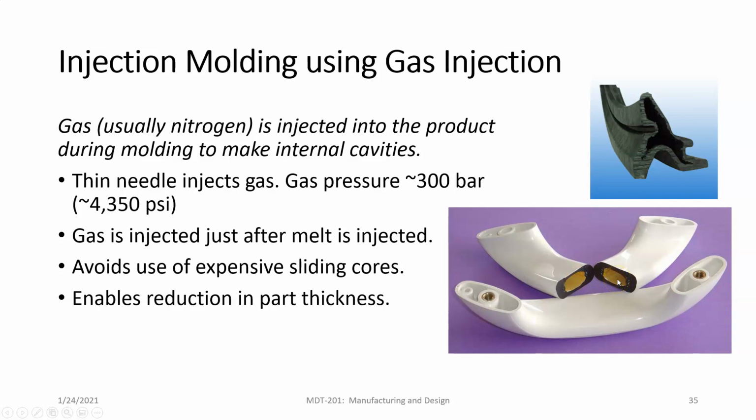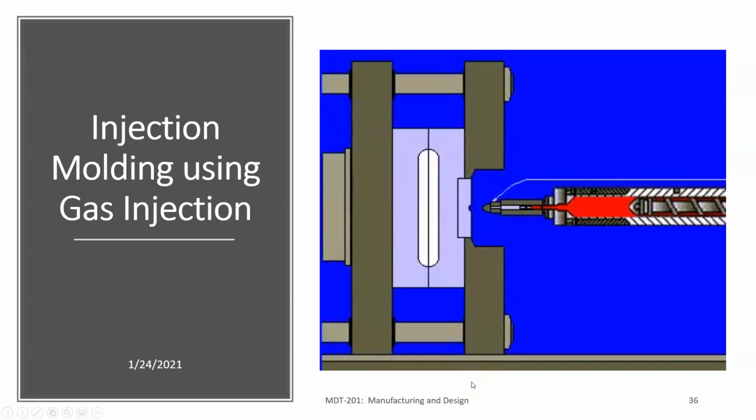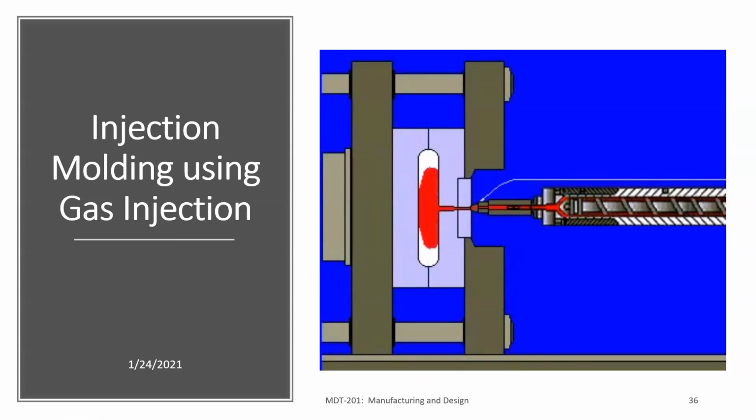Again, it's tough for me to explain this without a video, so please go to Canvas and look at the videos that I've included in there. This is kind of an animation that you'll see here. The plastic is injected, and then we're going to inject a gas afterwards that's going to push the plastic out to the edges so that we create a hollow shape.